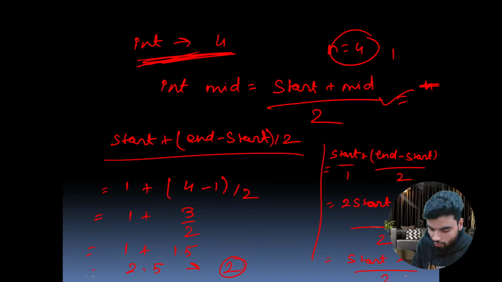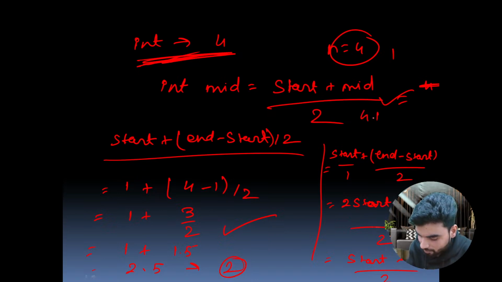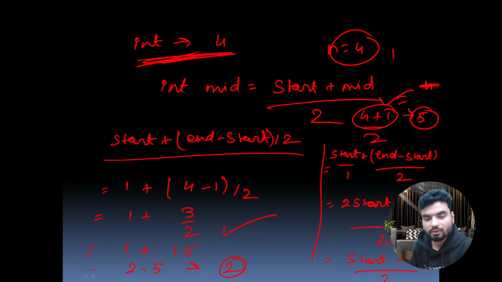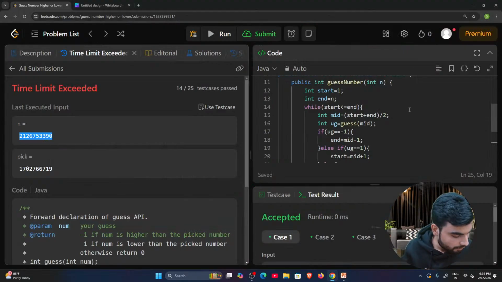But because of this logic, we will never see the problem. We will never see integer values overflowing. This situation will never arise, this 4 plus 1, which becomes 5, right? This situation will never arise. So now let's move to the code again.